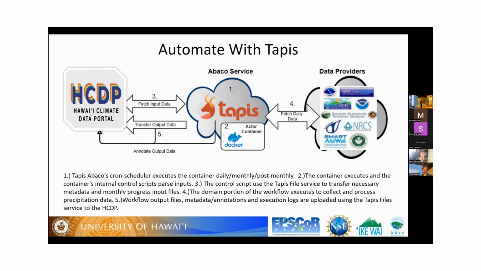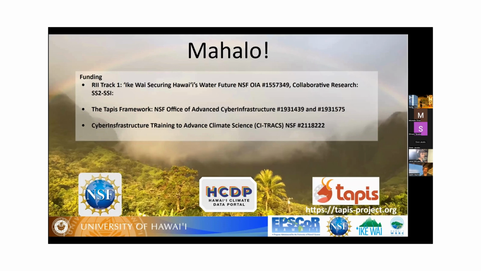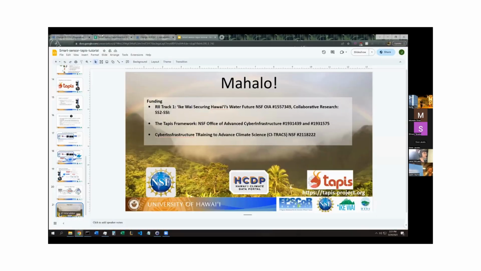So that's something that's used heavily by the Hawaiian Climate Data Portal because we have a near real-time workflow that runs at daily and monthly timescales. So essentially every day we can set it to, at a specific time, run a set of tasks, fetch data, run a set of tasks, and produce the output that we use. Yep. And so that's it for the basics.